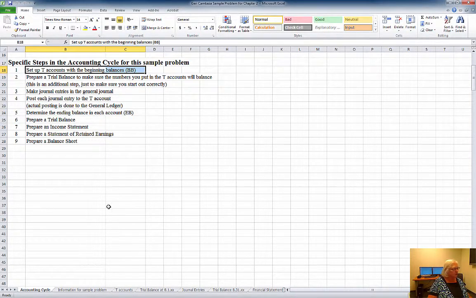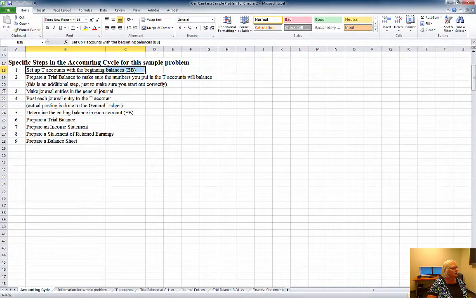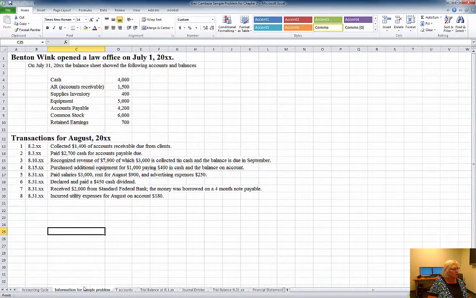All right, so what I'm going to do here is I'm going to go in here and look at my information for my sample problem. I have that Bent and Wink opened the law office on July 1 of 2000 whatever year. On July 31st, the balance sheet showed these balances. So when I go back and look at step 1, I'm going to set up T accounts with those beginning balances.